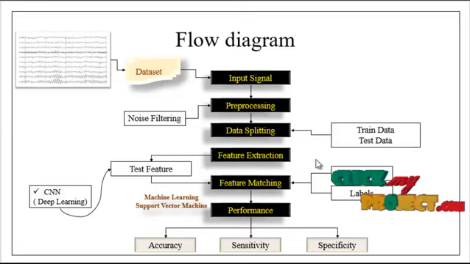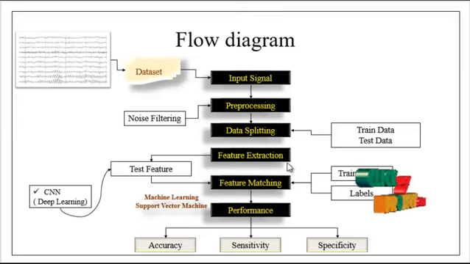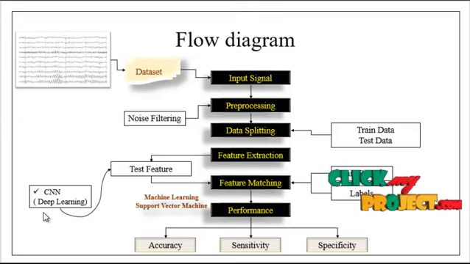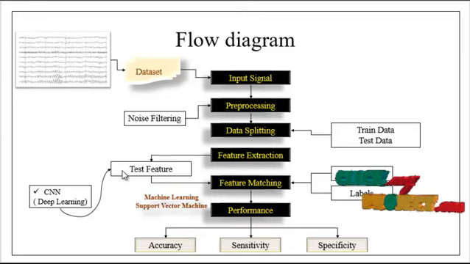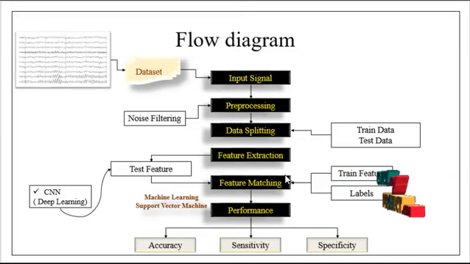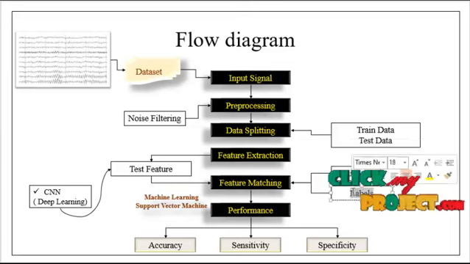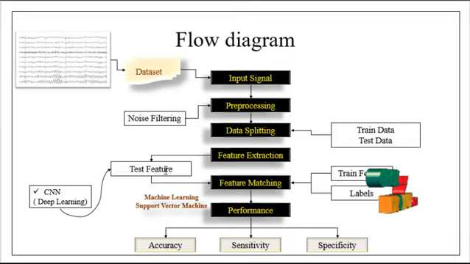After the data splitting, we move to the feature extraction. In this feature extraction, the test feature will be generated from the input signal. First, the features will be extracted by means of the convolutional neural network, which is a kind of deep learning algorithm. We extract the features using this algorithm, then generate the test feature from the input signal alone. After the feature extraction, we already have train data also, so we have to import two things for the feature matching. In this feature matching, the train feature and the label will be included along with the test feature. So these three things will be the input for the classification.